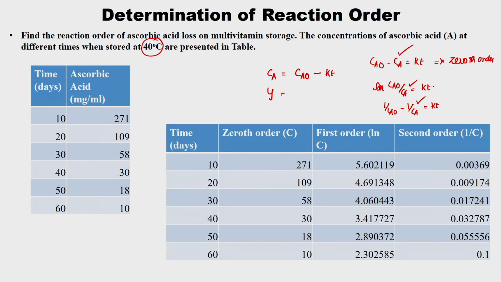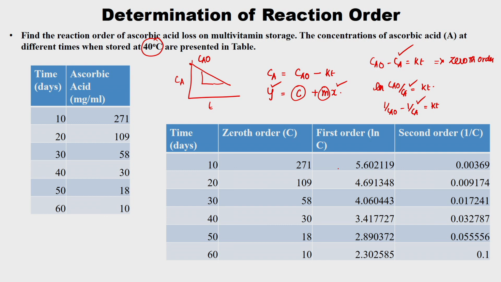So, if you draw, this is y equal to mx plus c. If m is minus k, it is a negative slope, isn't it? This is nothing but the intercept, this is the slope, and this is y versus x. So, if I draw a graph between t versus Ca, then I will get a negative slope. This slope is minus k, and the intercept is my Ca naught. So, this is for the 0th order reaction.